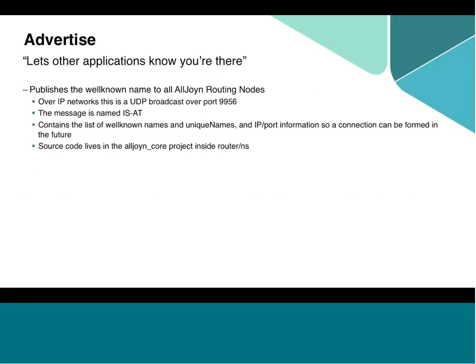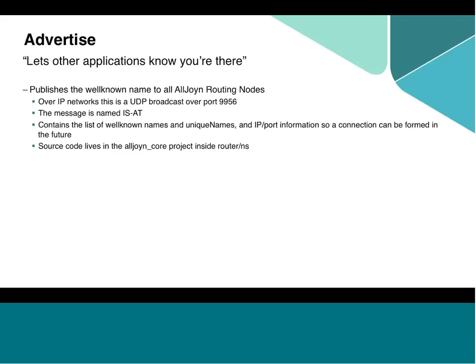And what it's going to do is send that out as a UDP broadcast on a port that is registered for the AllJoyn project, 9956. The message name is called isAt. So if anyone looks at the network traffic as they're running AllJoyn applications, you'll see this isAt message, and it contains a list of all the addressable endpoints and any well-known names that are associated to it.